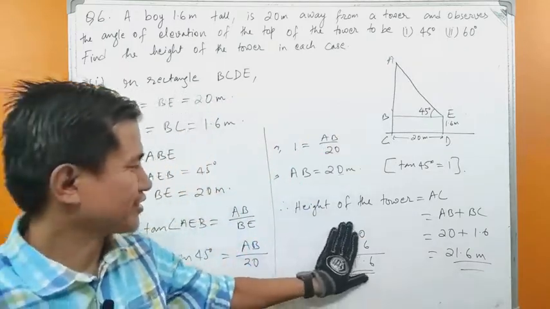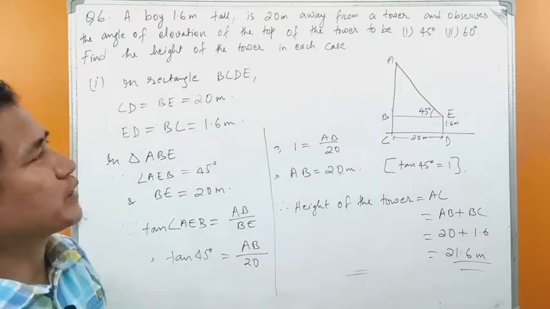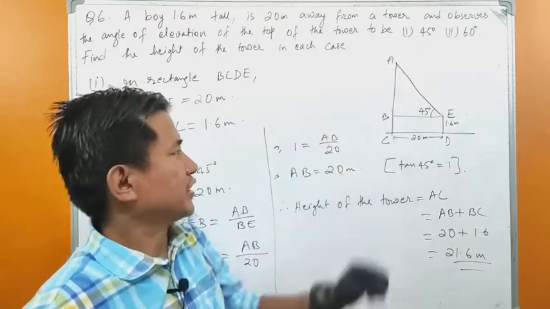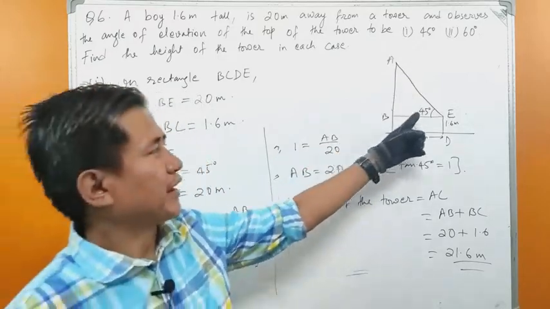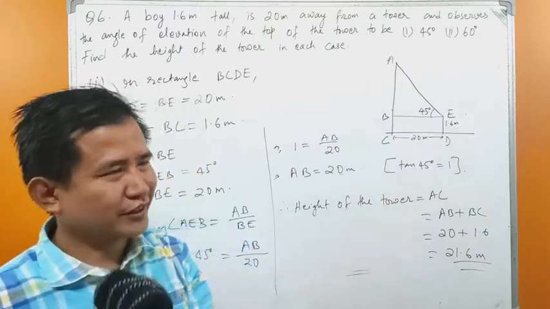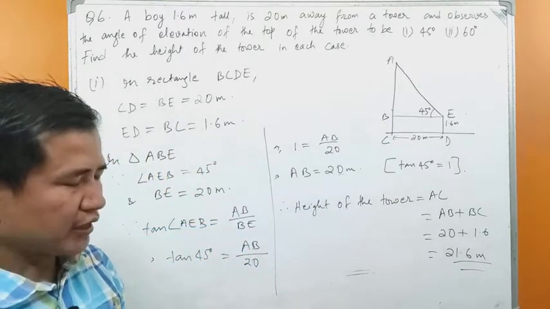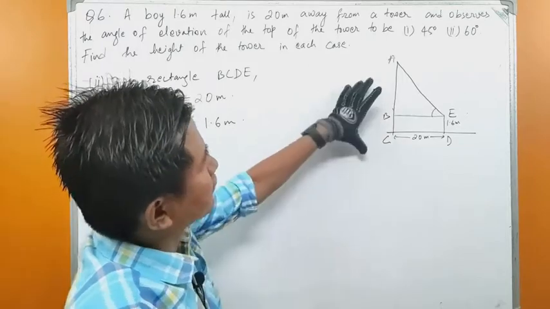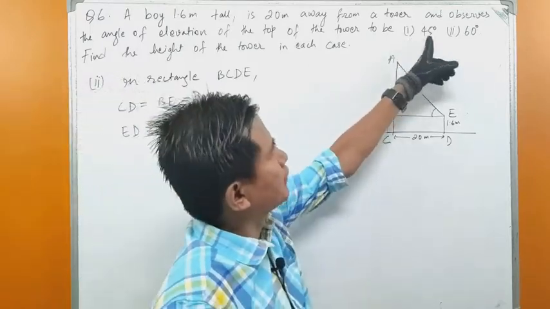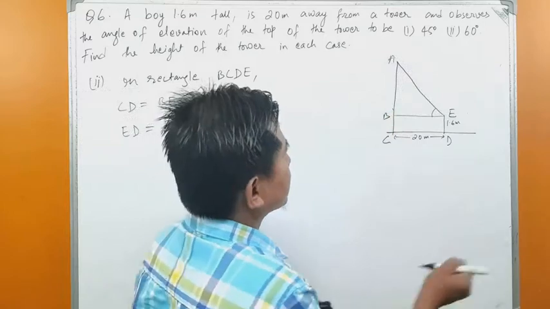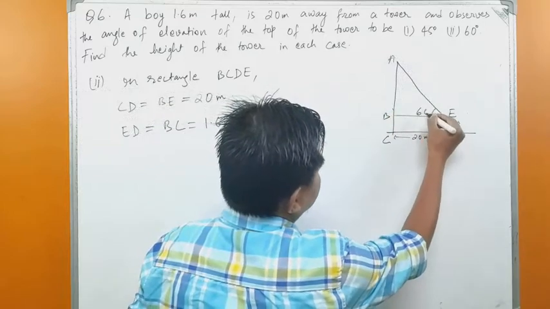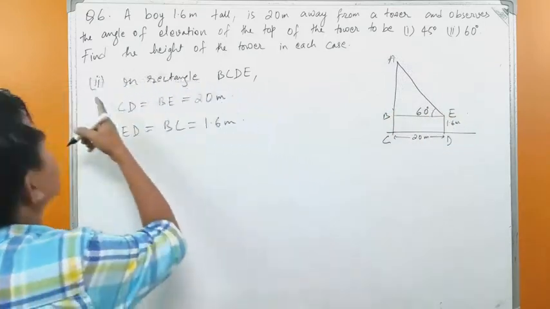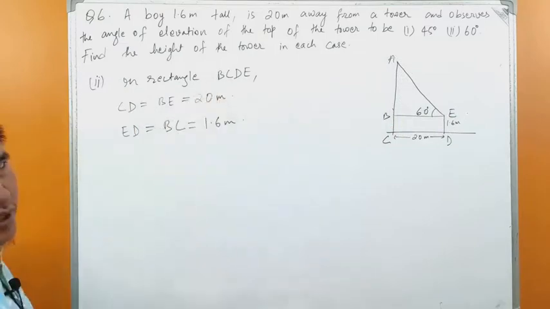Okay, I hope you got this. Now let us do the second case when the angle of elevation is 60 degrees. The same question, but the angle of elevation in this case is 60 degrees. So we will find the height of the tower in that case as well. This is question number 2. The rest of the thing is the same.